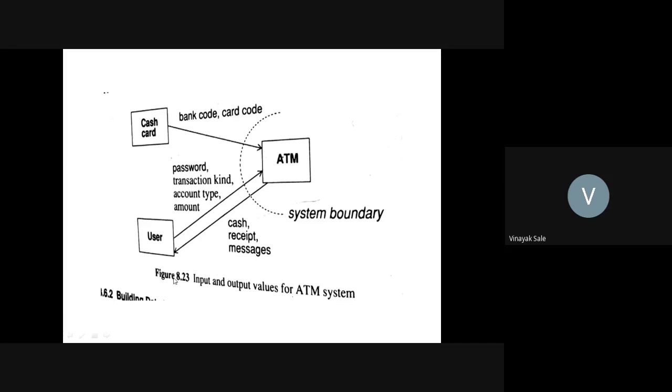Whenever they withdraw money, the ATM machine asks the transaction kind, account type, and amount, then the ATM gives the cash, receipts, and the messages. These are the input output values for the ATM system.